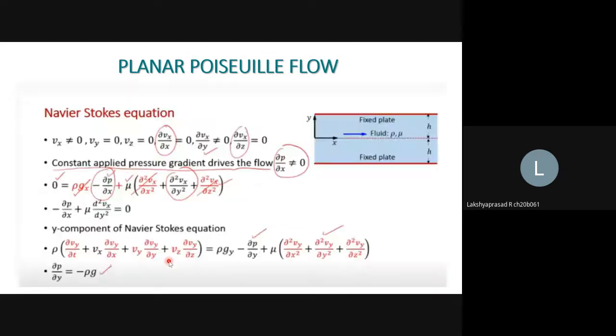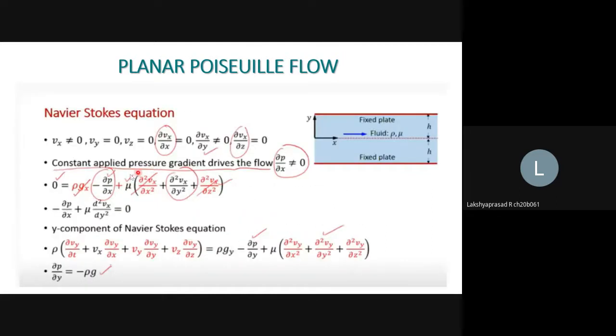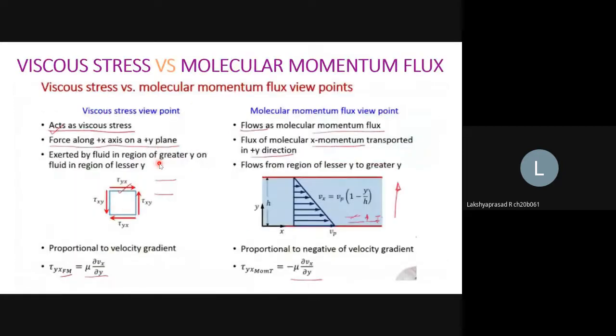Okay, so let's look at the diagram over here. This middle line is where we are considering the x-axis to be. So upper plate is at h from above, and h below is the bottom plate. So that's why vx will be 0 at y equal to plus h and y equal to minus h, considering the no slip condition. Again, this is the same picture for visualizing, with the same assumptions as you can see, and the derivation is also shown for the x and y component over here. Moving on, finally let's finish off this lecture quickly by discussing the viscous stress versus molecular momentum flux notions.